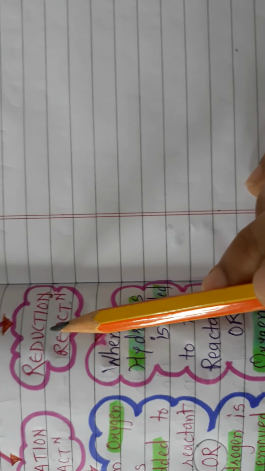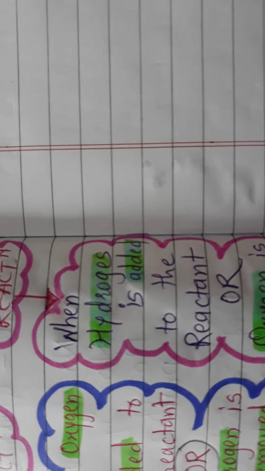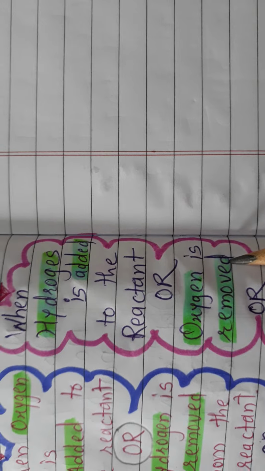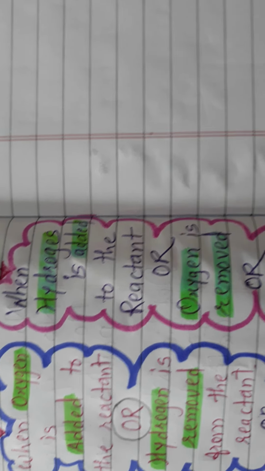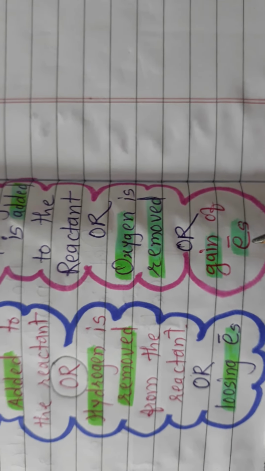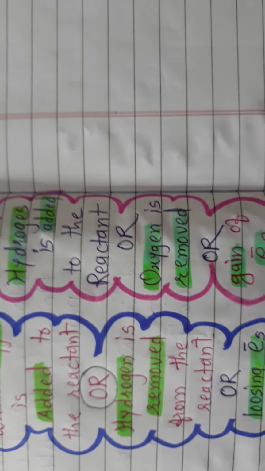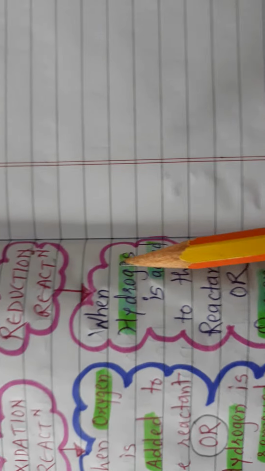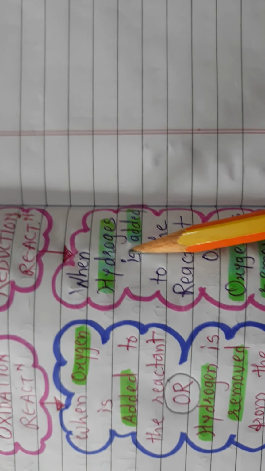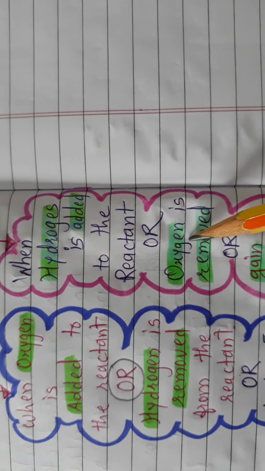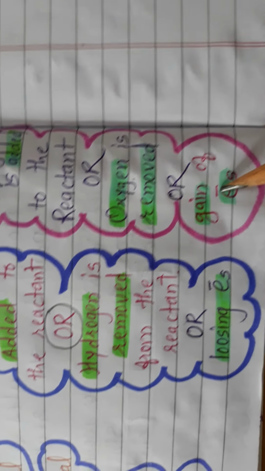Then reduction reaction. When hydrogen is added, that reaction will be called a reduction reaction. Or when oxygen is removed, that reaction will be a reduction reaction. Or in terms of electrons, when electrons are gained, that will be a reduction reaction. So a reduction reaction can be addition of hydrogen or removal of oxygen or gain of electrons.